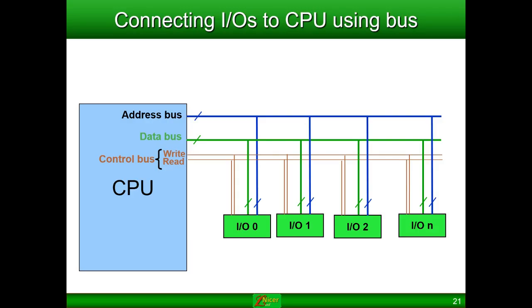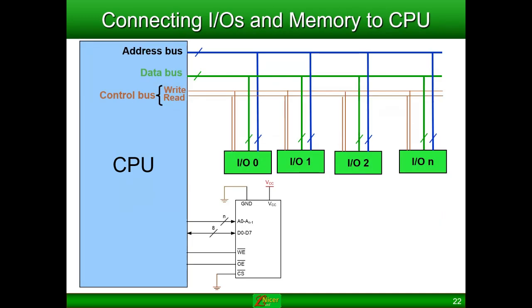So like I said, CPU is placed on our motherboard, and then the ports connect our input output devices to our processor. So here we can see that we have our address bus, our data bus, and our control bus, which gives the read and write command, and our memory is connected here as well.